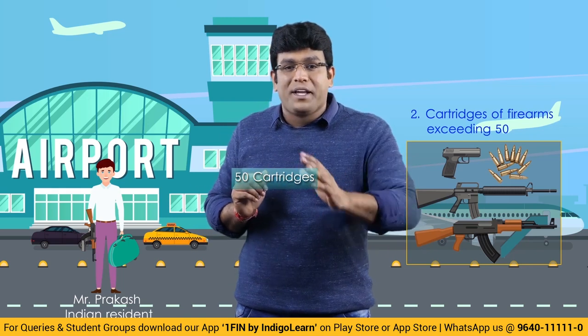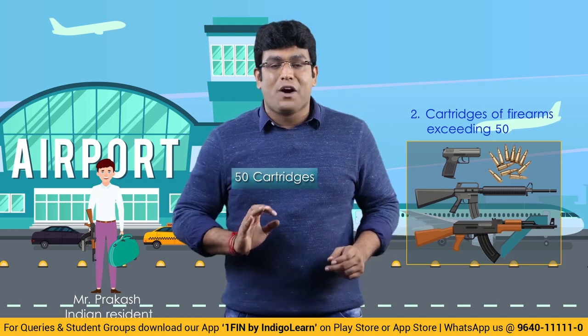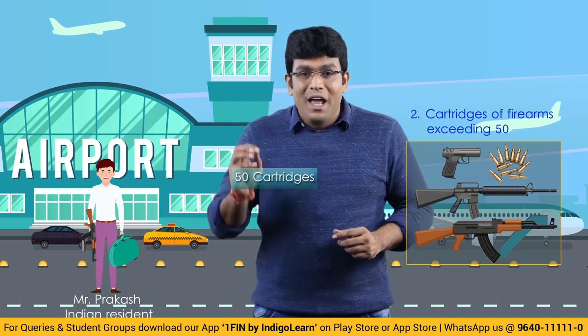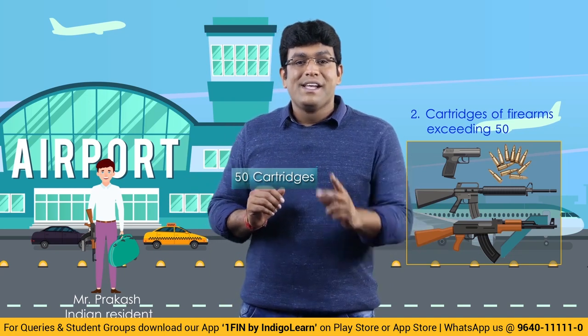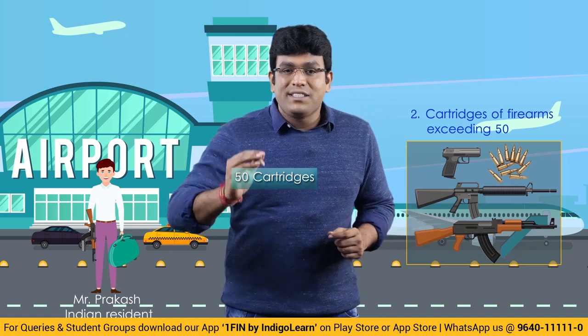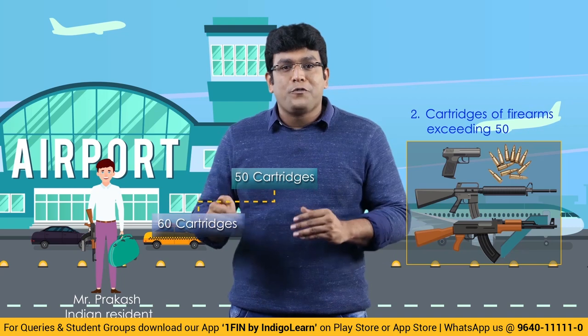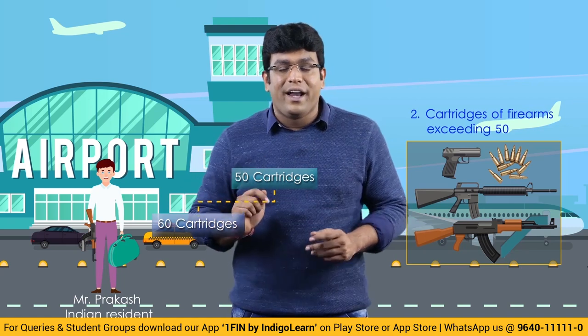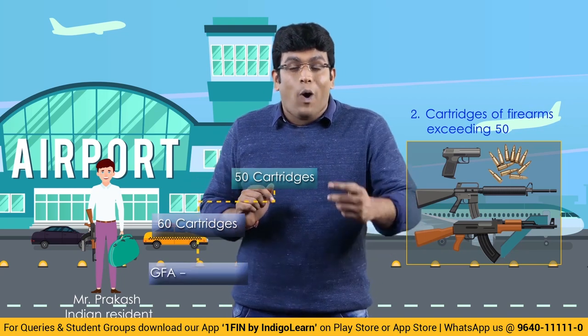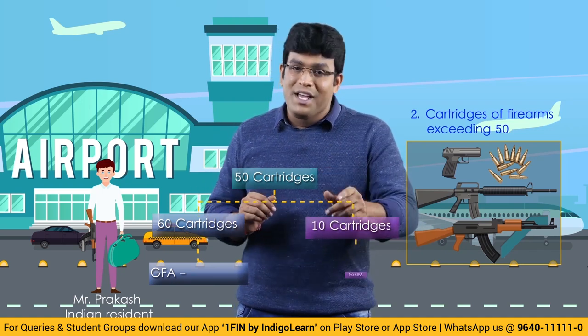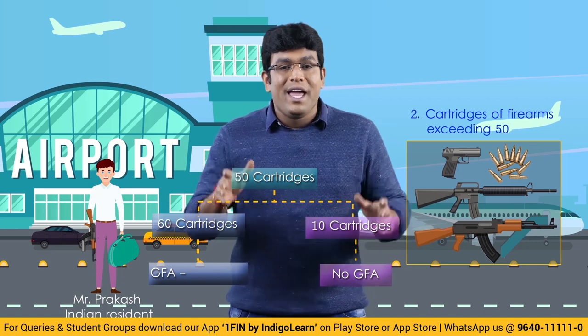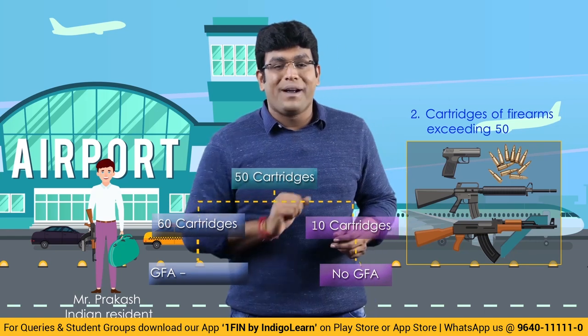The only thing he brought is 60 cartridges of 800 rupees each. Now, one thing very clearly you have to understand is that in Annexure 1, the second point says cartridges of firearms exceeding 50. That means what? Up to 50 can be considered for GFA. Whatever is over and above 50 is not considered for GFA. But up to 50 can be considered for GFA, my dear friends.